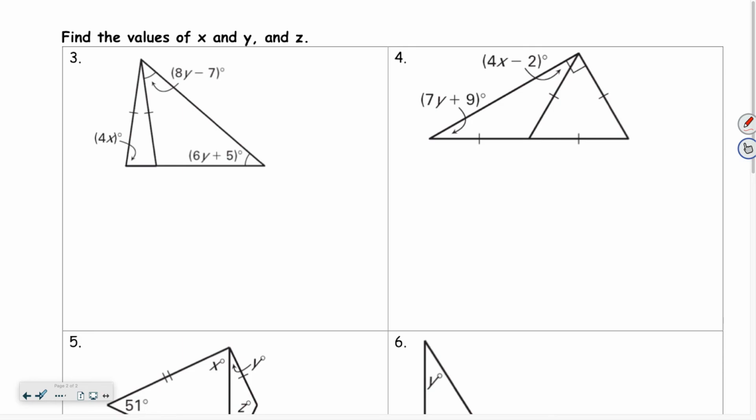Shay, do you have any tips for these 3 and 4? Can I give him a tip? Look for... Oh wait, is 8y minus 7 equal to 6y plus 5? Oh. How? They're marked equal. Those little angle markings mean that they're equal. Well, did they have to have a 2 then? Yeah, no, sorry, they do not. Does 8y minus 7 equal 6y plus 7?